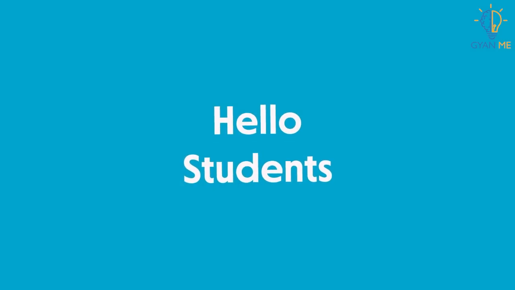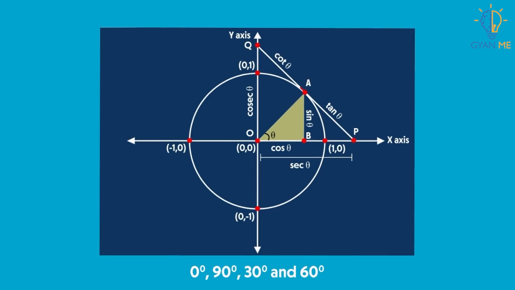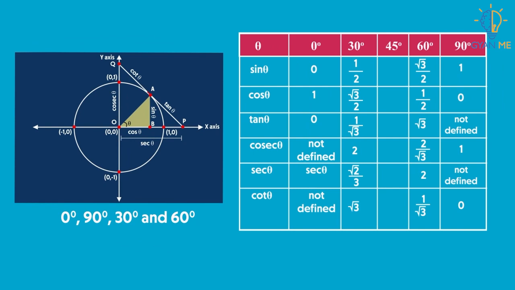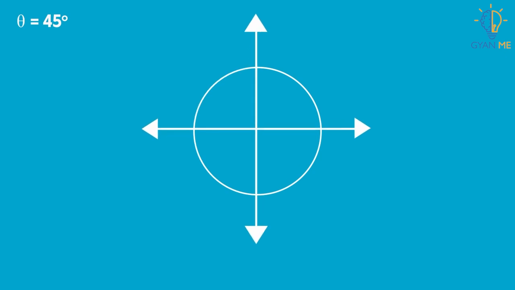Hello students! Till now we have seen the trigonometric ratios of 0 degree, 90 degree, 30 degree and 60 degree angles. We have also calculated them from triangles and tabulated them like this. In today's video, let's understand and calculate these ratios for 45 degree angle. So let us bring our unit circle back.